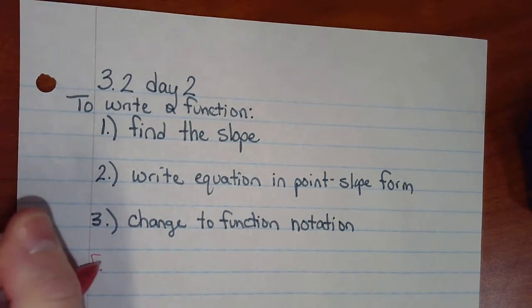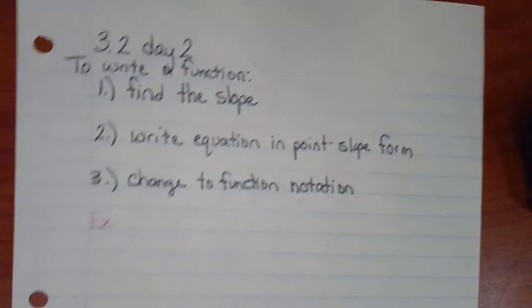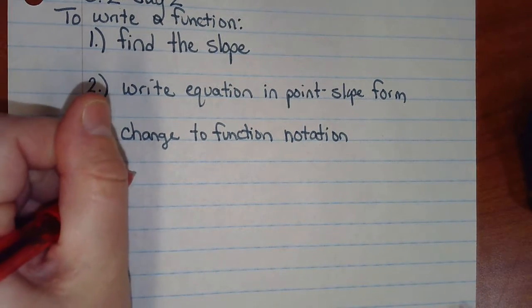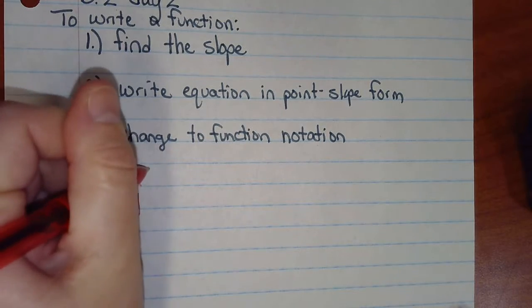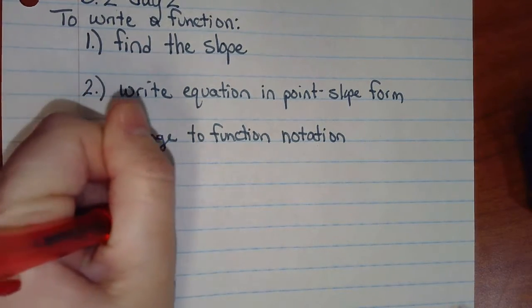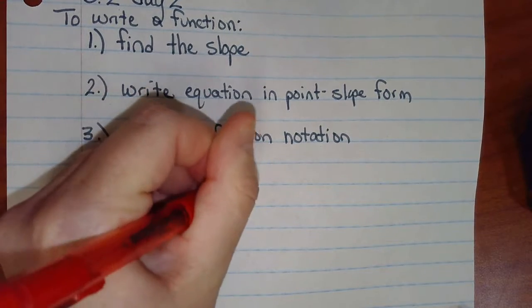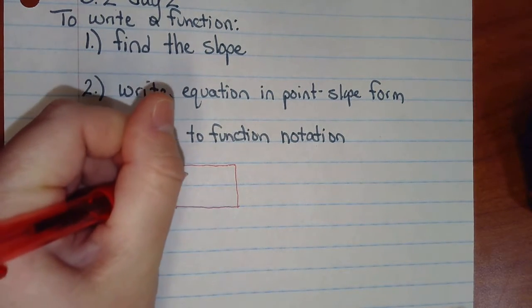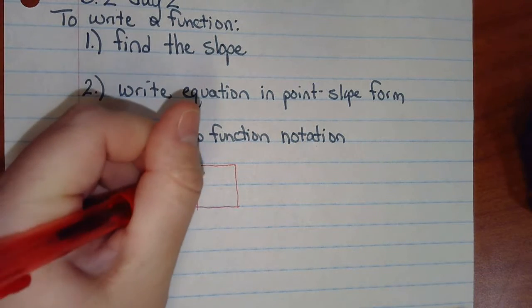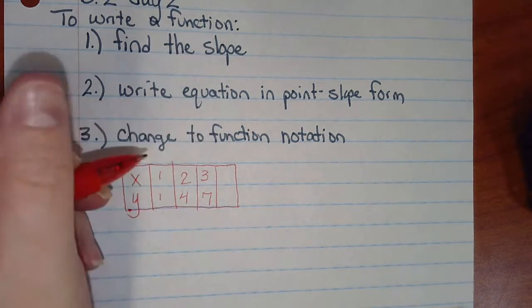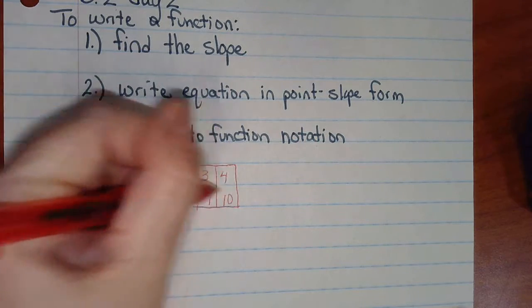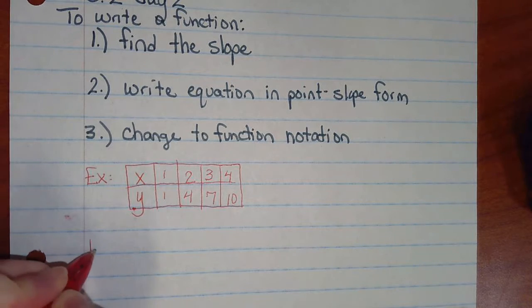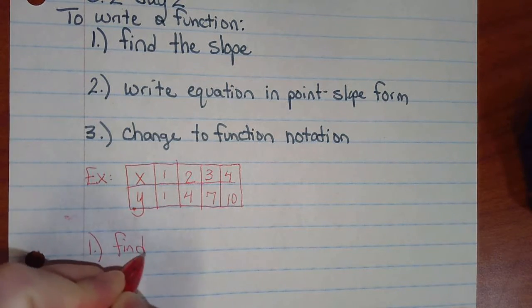So for this example, I'm going to give you a table. So if I had x, y, and then let's see here, I'll draw a nice little table here. We have a 1 and a 1. We have a 2 and a 4. We have a 3 and a 7, and a 4 and a 10. That worked out nice. So very first step, and I'm going to number these. Step one is we need to find the slope.